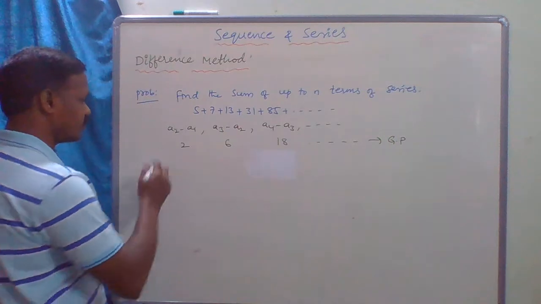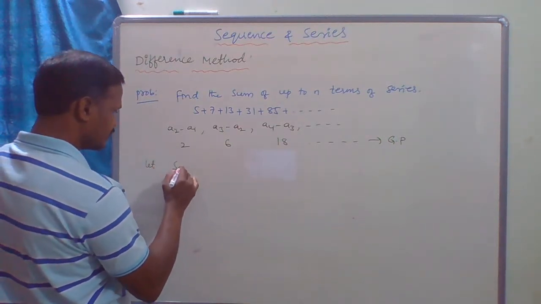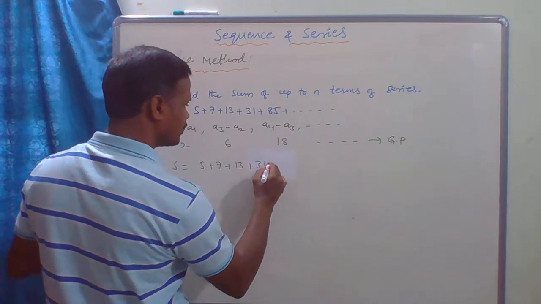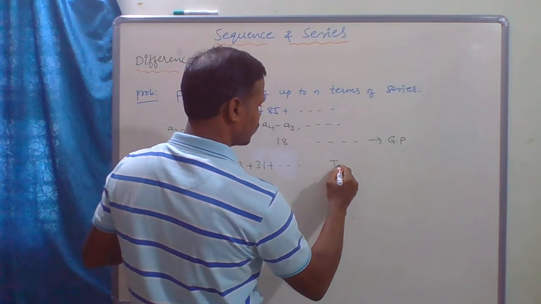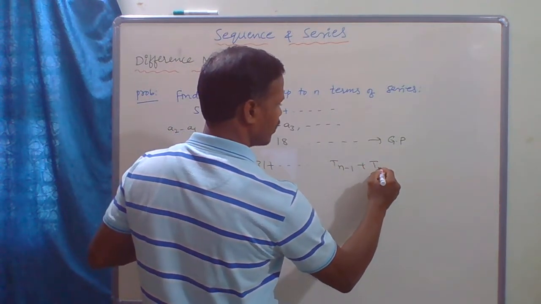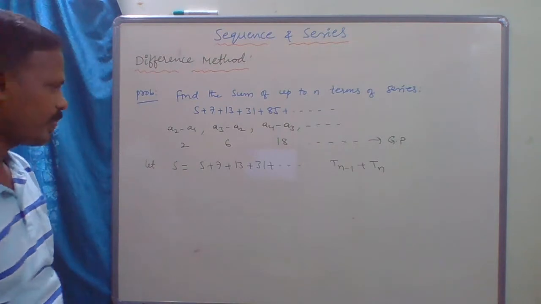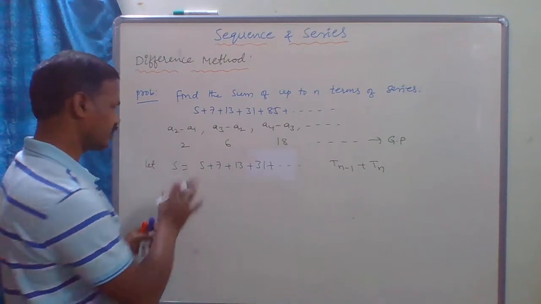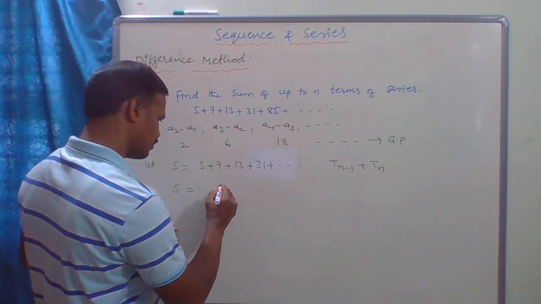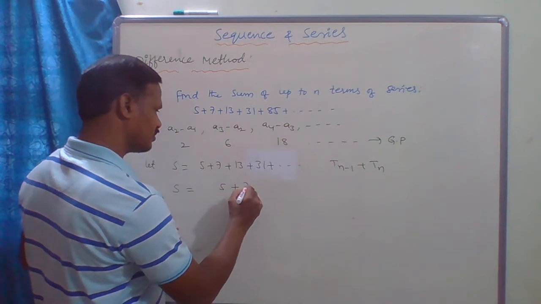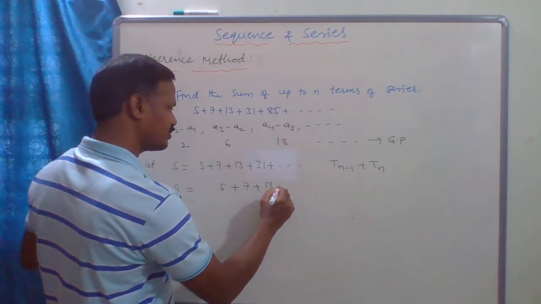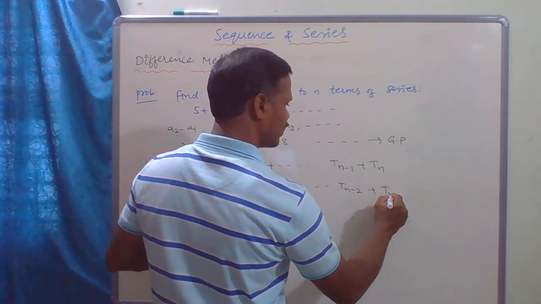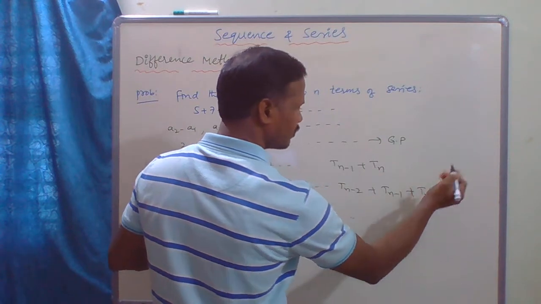Okay, so let S equal 5 plus 7 plus 13 plus 31 plus so on, plus T n minus 1 plus T n. I am going to find the nth term. Now I will rewrite this series: S equals 5 plus 7 plus 13 plus so on, plus T n minus 2 plus T n minus 1 plus T n, like that. Okay, fine.